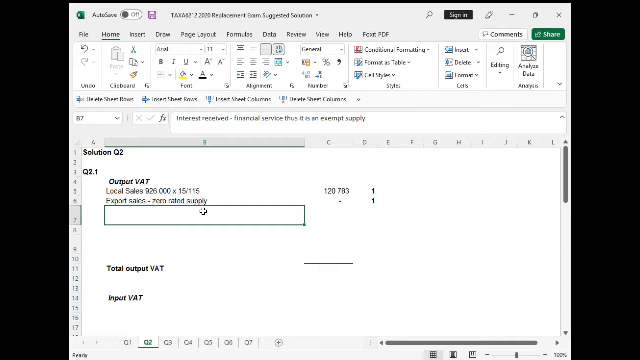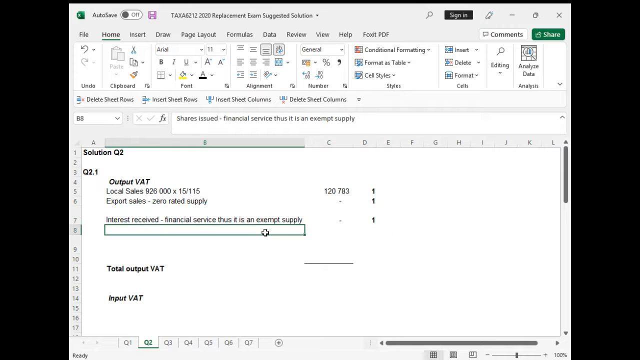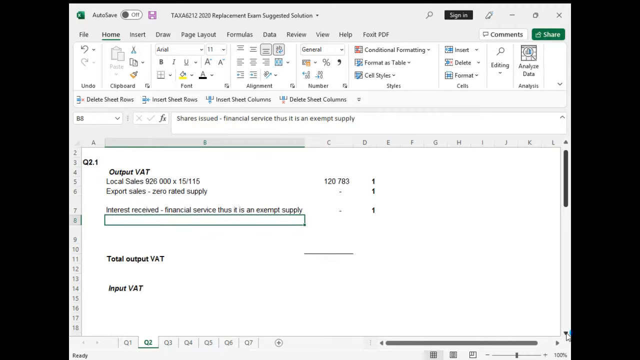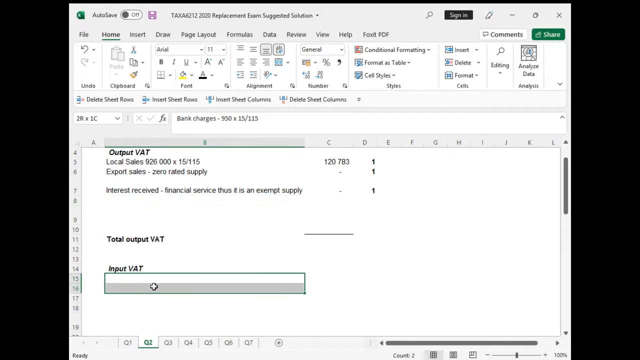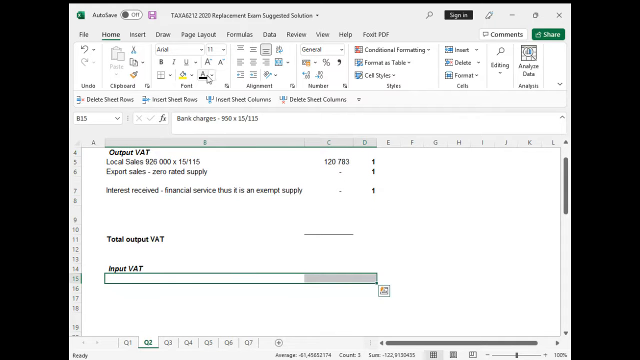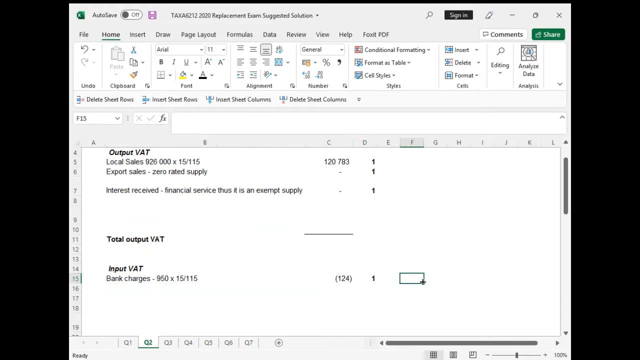Now for each of those you would score a mark in this question. Then point 2, we said we've got the bank statement, so we've got the bank charges and we've got the interest earned. Now your interest earned or your interest income is a financial service and thus is an exempt supply. So it would also be a 0 under your output VAT. Whereas your bank charges would be a standard rated supply and you would be able to deduct the 950 times the 15 over 115 from your input VAT.